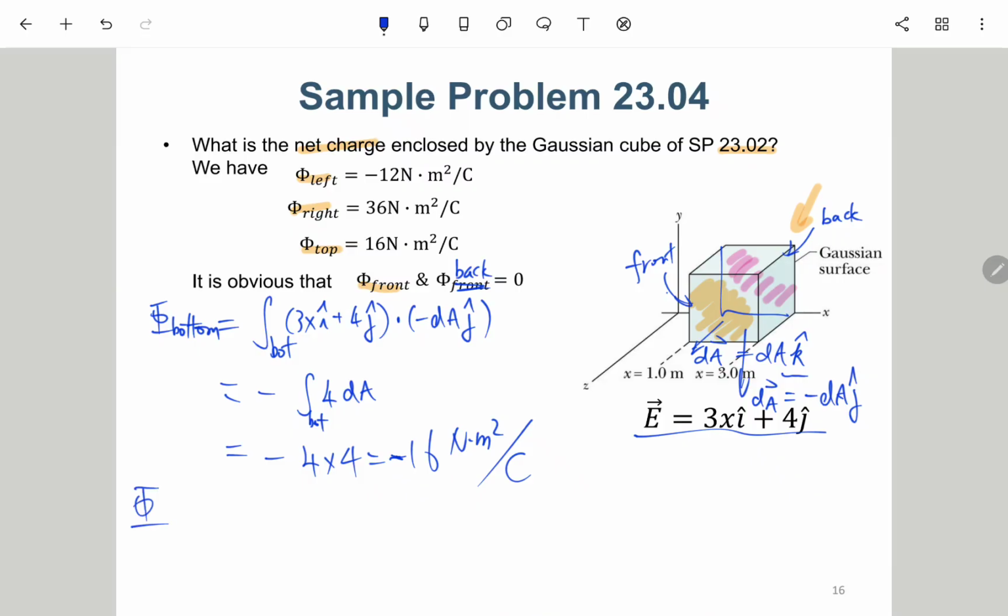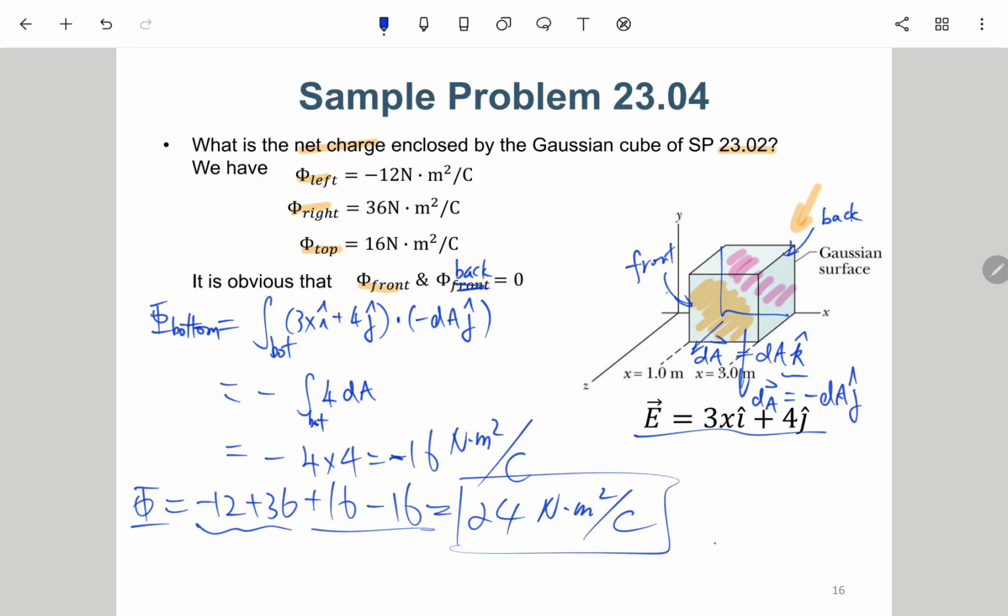The net flux will be adding all these numbers together, which is negative 12 plus 36 plus 16, plus 0 plus 0, and then minus 16. These two cancel out, and this one turns out to be 24 newton meter squared over coulomb. So this is the net flux. Actually, this is not the answer. It asks you for Q, the charge inside this cube.